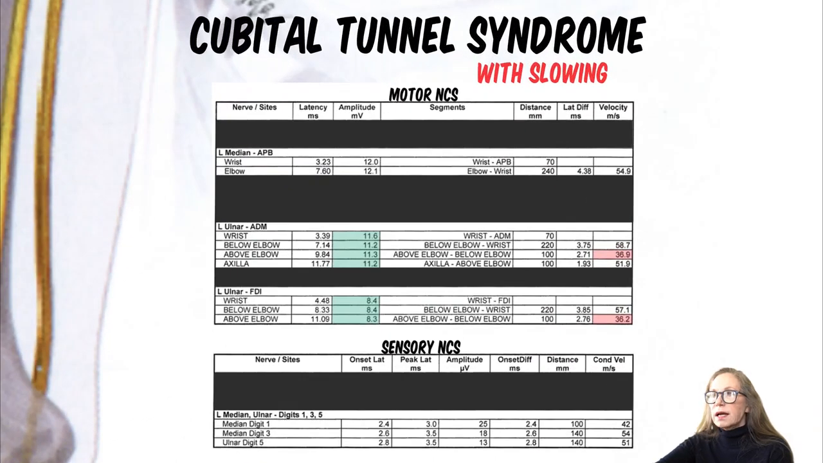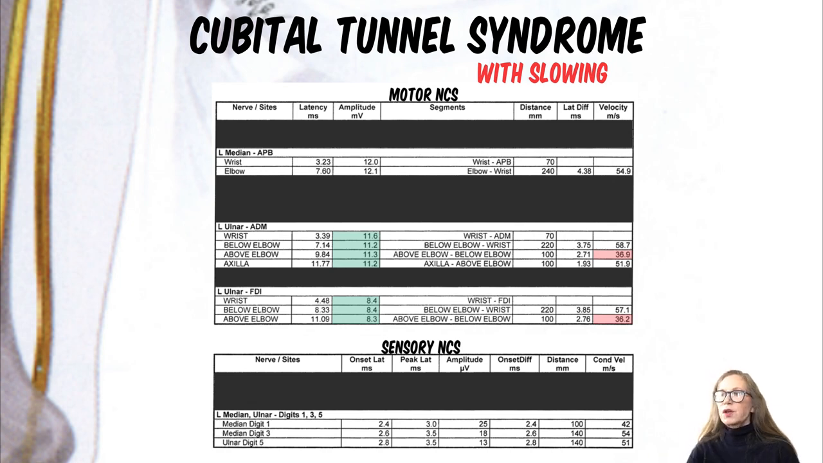So here's a couple of examples. And when I'm looking, I'll look first over to the velocity, and you can see that above and below there's good numbers, good velocity across the elbow, 36. So this localizes this problem this patient has to cubital tunnel.